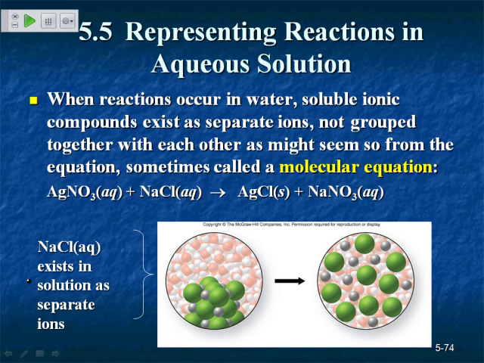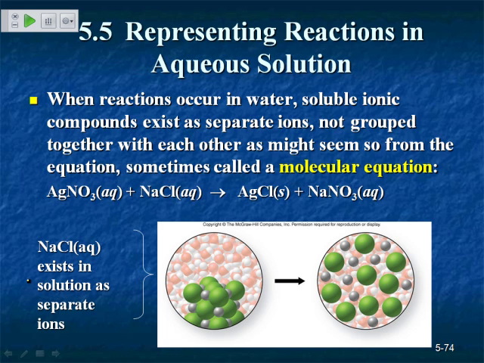So when reactions occur in water, of course, the soluble ionic compounds, we know when they are dissolved, they dissociate and exist as ions. So the soluble ionic compounds exist as separate ions, not grouped together with each other as it might seem from the equation we write down. Say for example, silver nitrate aqueous and sodium chloride aqueous. Both are aqueous solutions. When we mix that, we will get silver chloride, a white precipitate, an insoluble solid, and sodium nitrate solution.